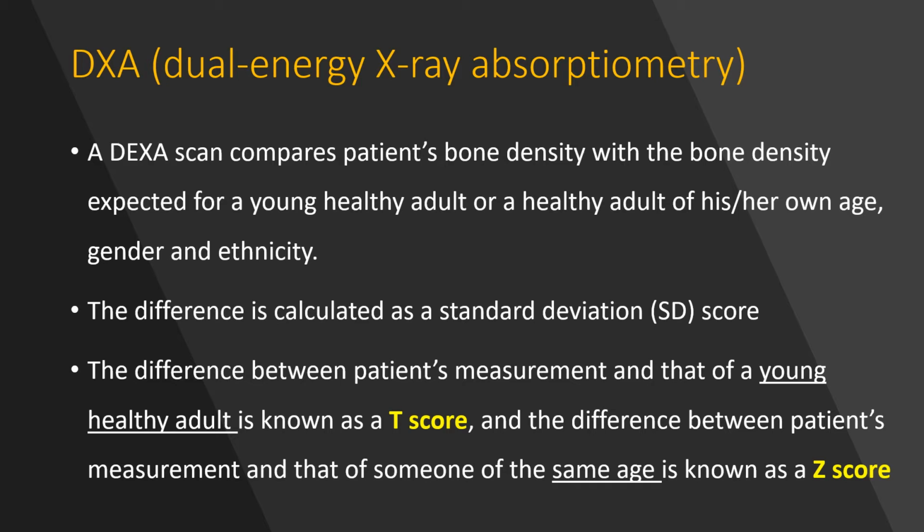Whereas the difference between the patient's BMD measurement and the measurement of someone of the same age is known as the Z-score. That's why in cases of adults, whenever we do BMD, we try to calculate the T-score, and in case of pediatric population, we try to calculate the Z-score, because you cannot compare a pediatric patient with a normal healthy adult. So in adults it's the T-score, in the children it is the Z-score.